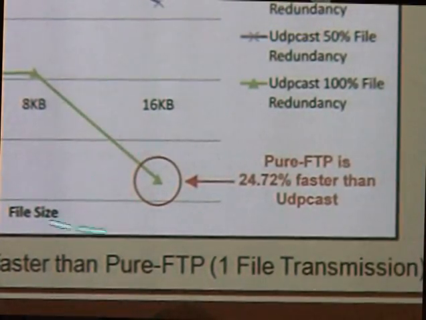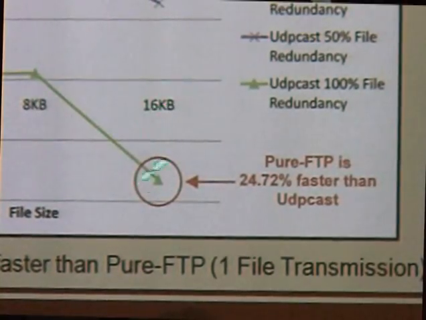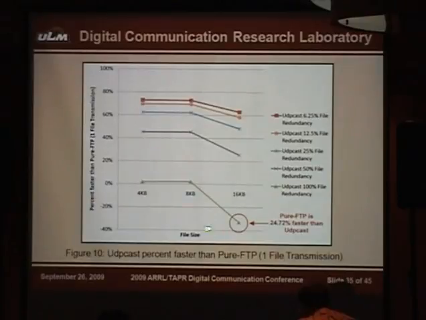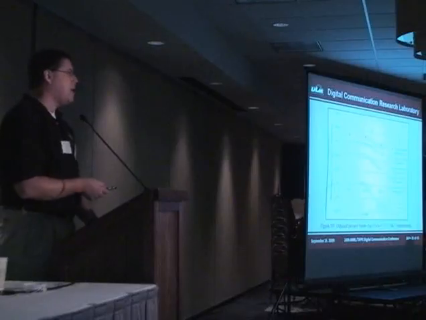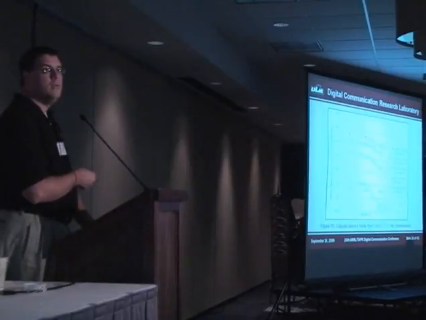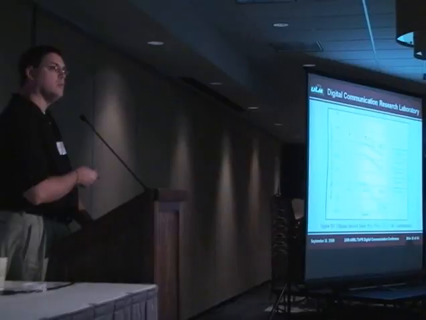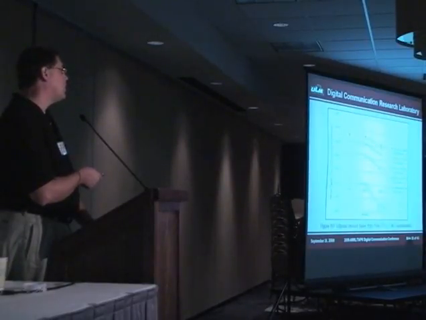Basically what that means is, and that's why I circled this and put this in the paper, that truthfully at this point, with a 16K file, UDPcast is worse than pure FTP. In fact, pure FTP is 24.7% faster than UDPcast in that instance. It's not something that I expected going into this, but it's kind of interesting to see that if I'm only transmitting the file to one locale, in this case 16K, and I would expect it would be the same if it was a larger file, you might as well use pure FTP, even though it's an acknowledged protocol.